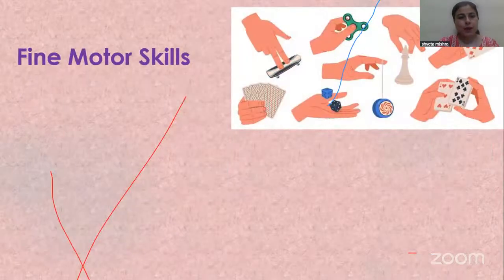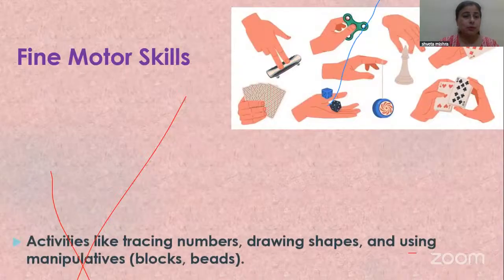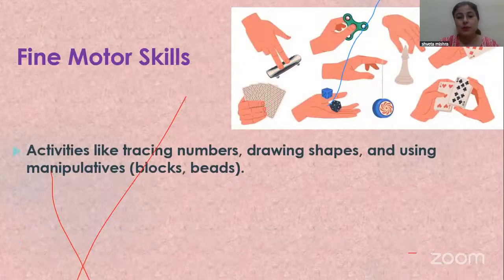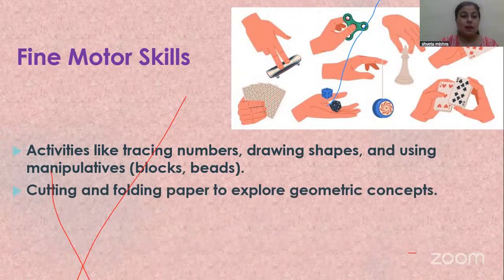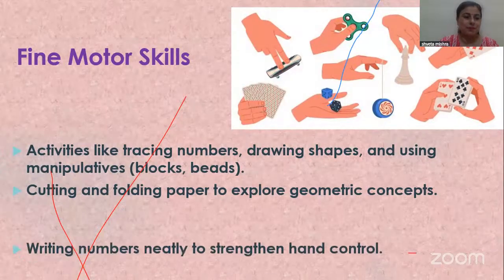Then some fine motor skills for the junior schools. Definitely they like tracing numbers, drawing shapes, using manipulatives like blocks and beads. They all help in fine motor skills development. Cutting and folding paper to explore geometrical concepts. In pre-primary classes, definitely cutting and pasting is done. However, in primary classes, we can go a step ahead by putting symmetrical design cuts and make them see the magic of symmetry coming out when they fold and cut the paper in a symmetrical way.